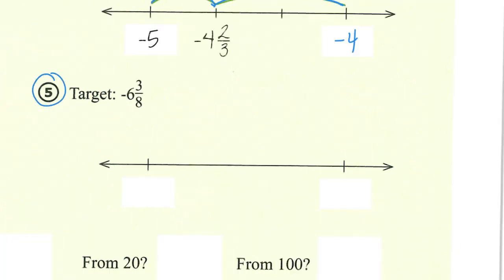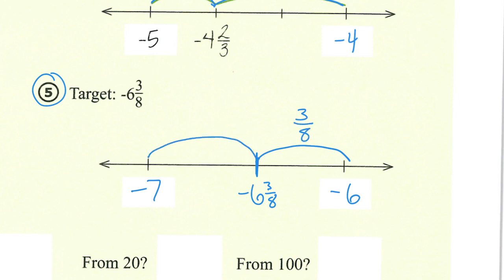If our target is -6 and 3/8, that's going to be between -7 and -6. -6 and 3/8 is going to be not quite half, so it's going to be right about there. And I know it's not quite half because 4/8 would be half. And now I'm looking at my distances. This distance would be 3/8, and this distance would be 5/8.